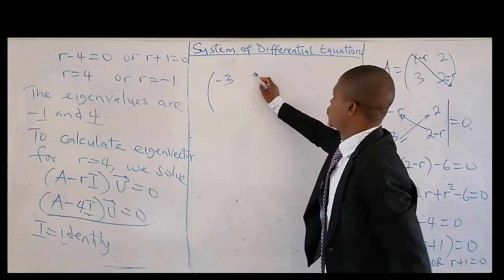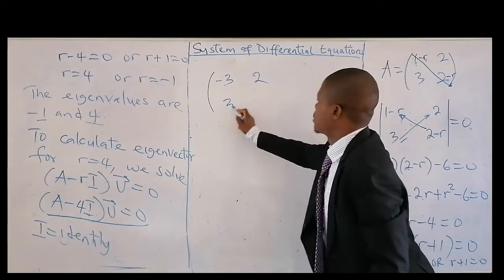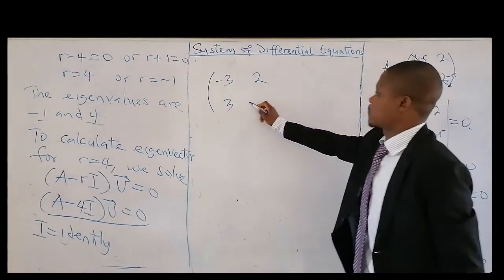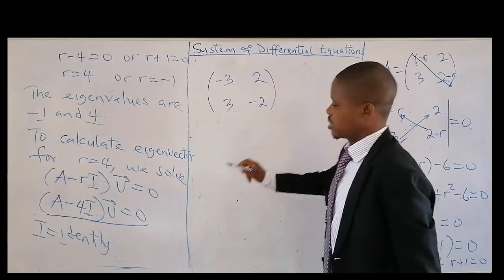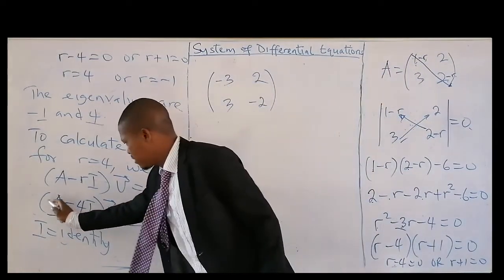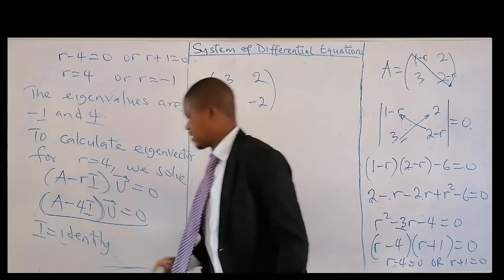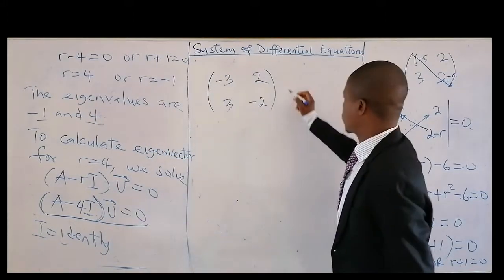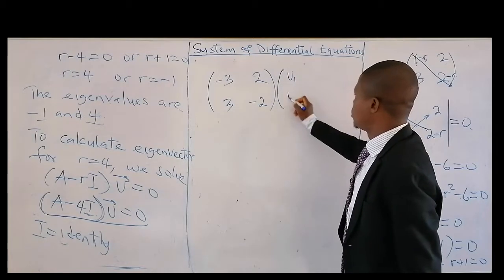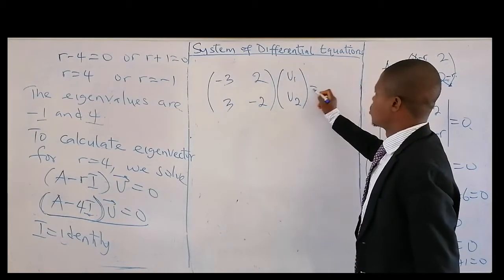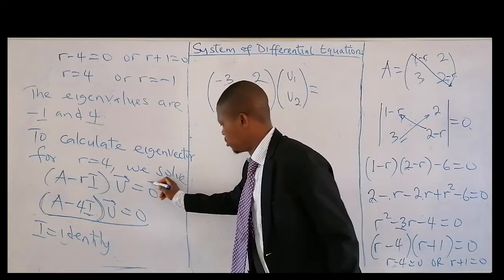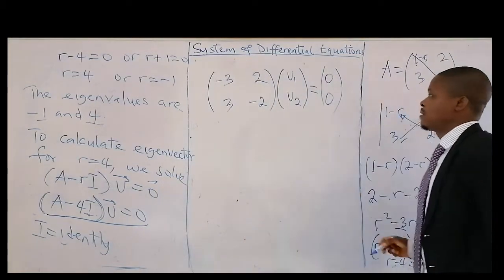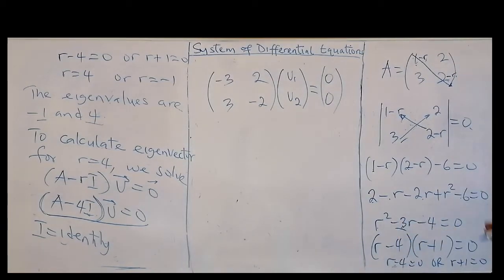Okay, followed by 2, 3, and then 2 minus 4. That's minus 2. So the component of that is the meaning of this bracket. That is the meaning of these brackets. Okay? Then this one is your eigenvector, and the component of that will be u1, u2. Okay, equal to what? This one is also a vector, and that will be equal to 0 and 0. Okay? So that's that.